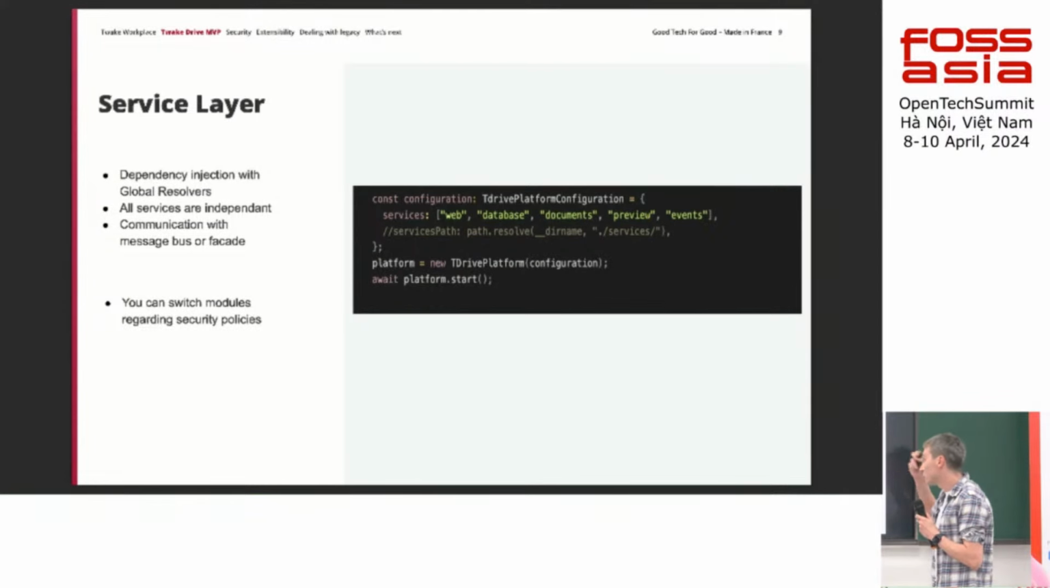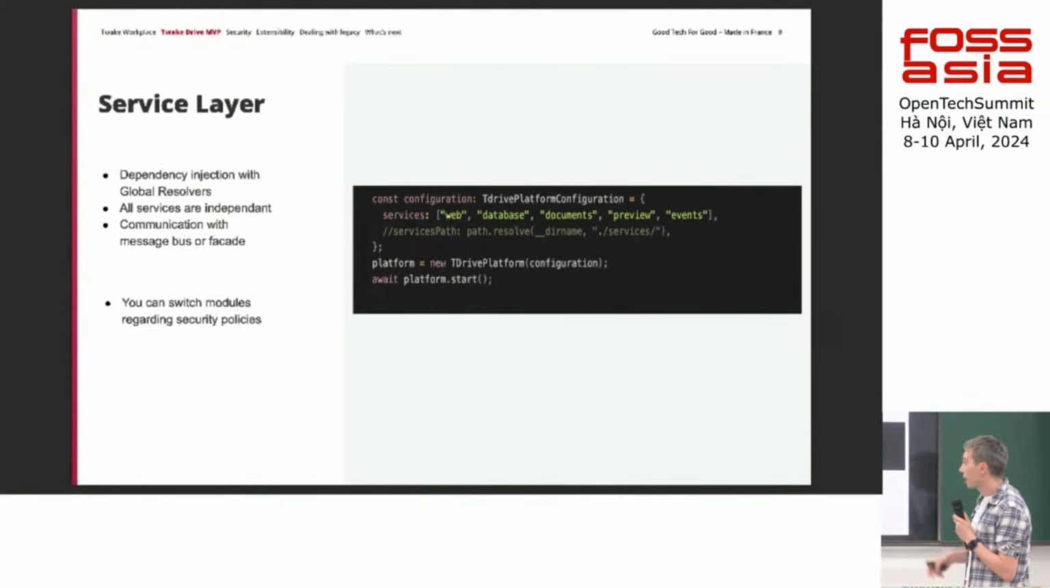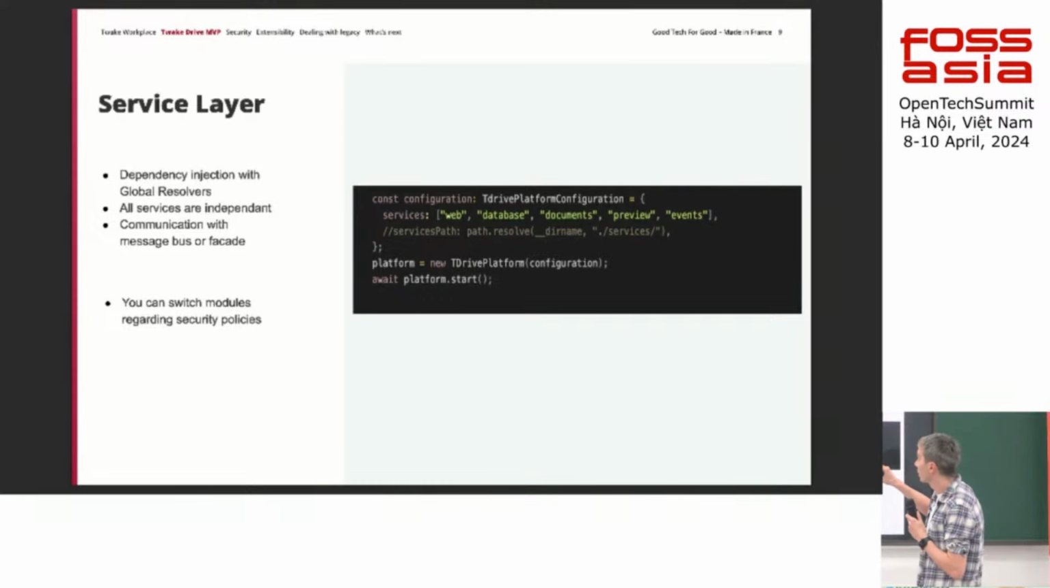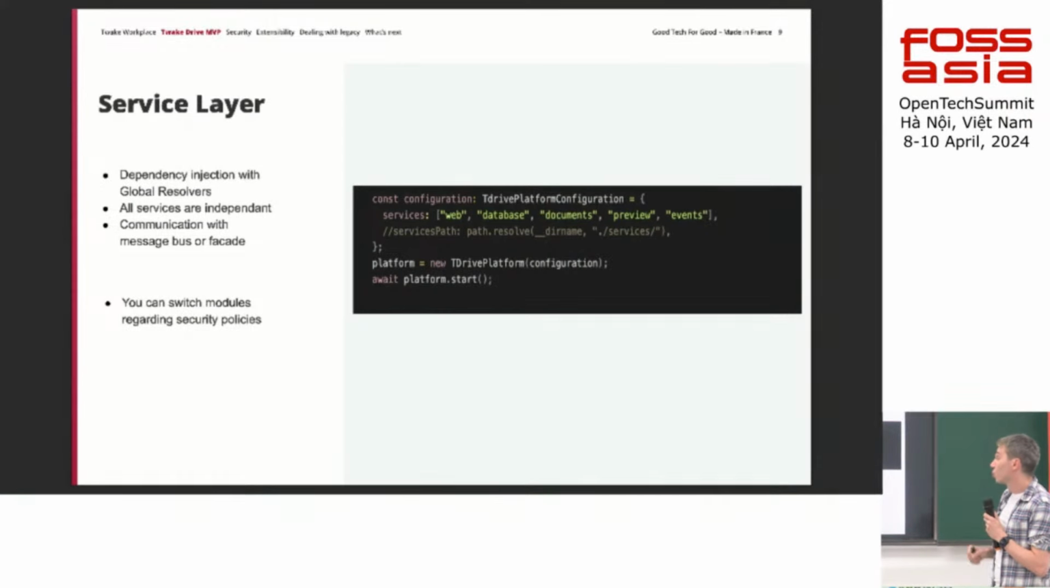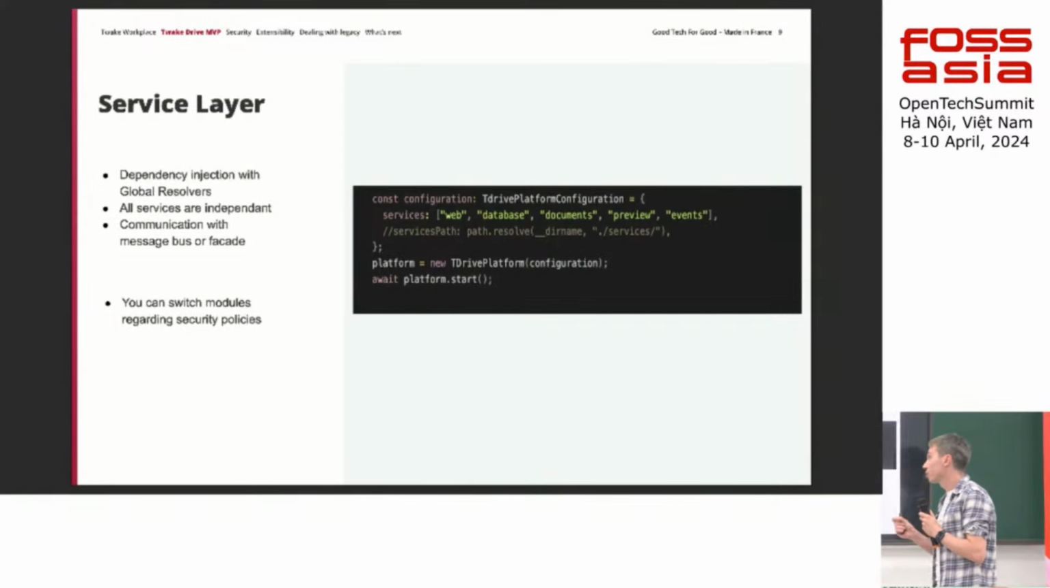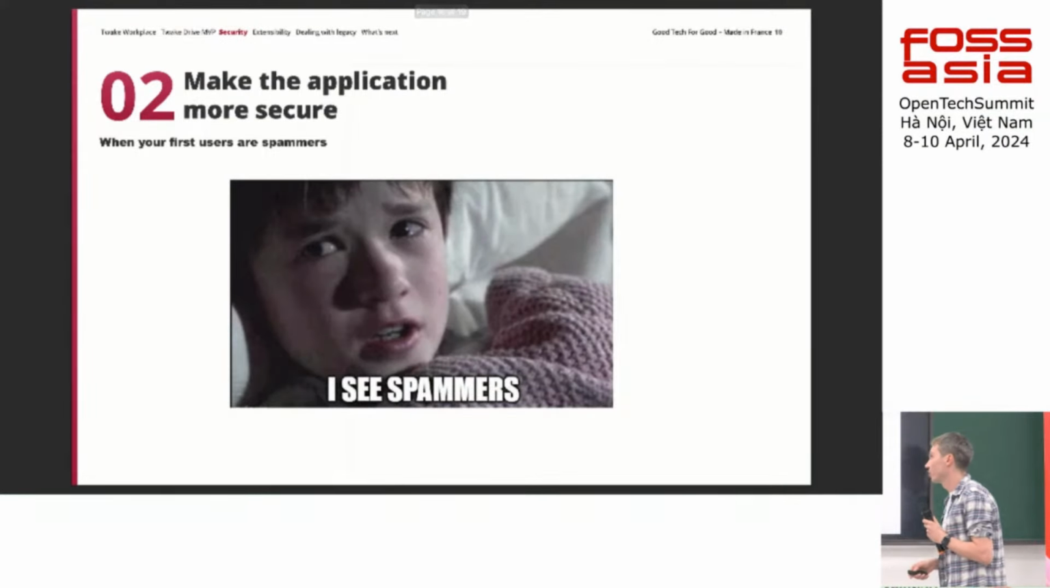So this is a piece of code. It shows how the platform is started. You just list the services that you want to be started inside the application, and you can have it like this. You can have the list in the configuration. You can put a path where these services are located. And also you can switch modules regarding your security policies, because we want to make our application more secure.